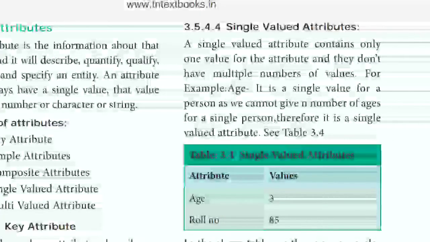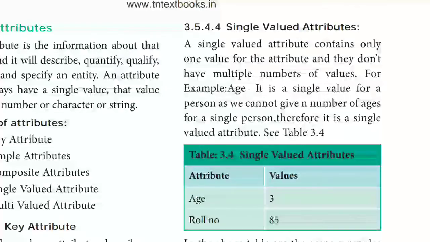So next is single valued attribute. As the name itself provides the meaning, the attribute will have only one value for that particular category. For example, in a student database, the standard: which standard is the student studying? The first standard, second standard, it will be one value. So that is the example for this.